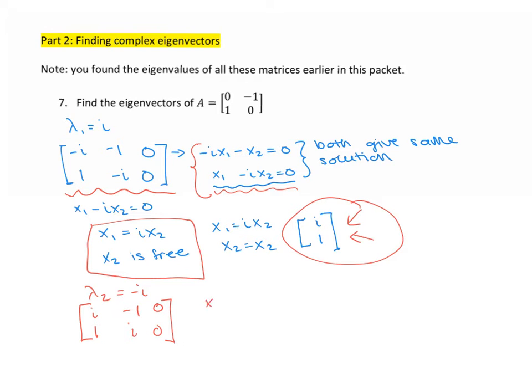So I would have x1 plus i x2 equals 0. So x1 is negative i x2, which looks a lot like the first part of this problem, just with a negative i instead of a positive i. So if I let x2 be free, my vector is going to be negative i, 1.